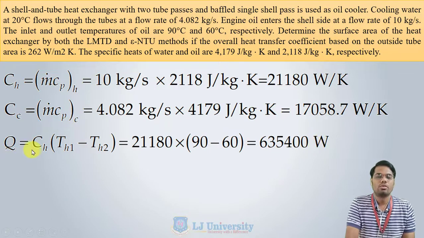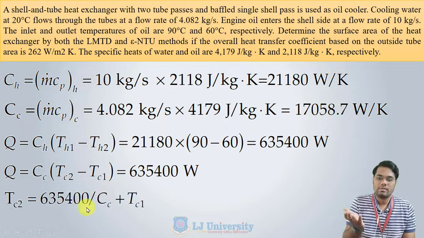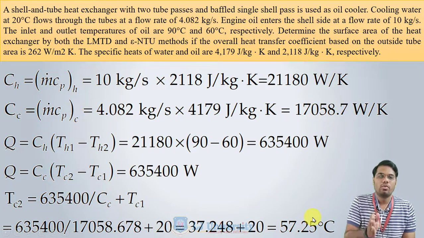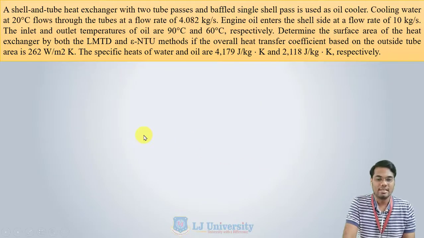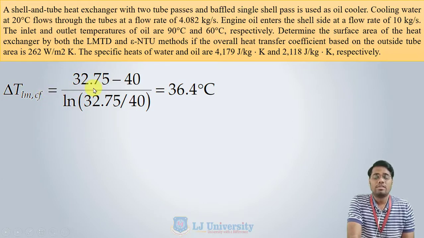Now using Q is equal to Cc times (TC2 minus TC1), we can calculate unknown temperature, which is TC2, which is going to be 57.25 degrees Celsius. Now we know all the values of the temperature, so we can easily calculate the value of LMTD. By using all the four values for the counter flow, which is (delta T1 minus delta T2) over ln (delta T1 by delta T2), the value of LMTD is going to be 36.4 degrees Celsius.